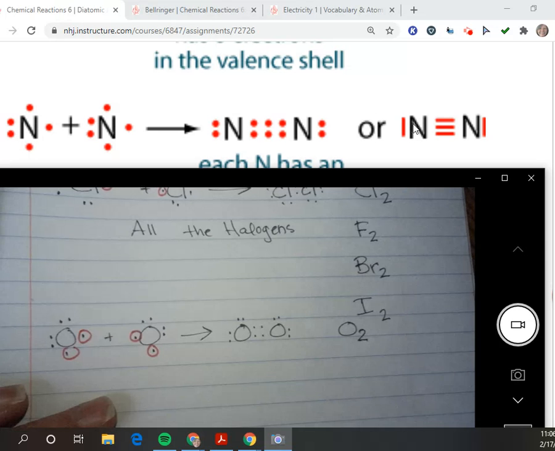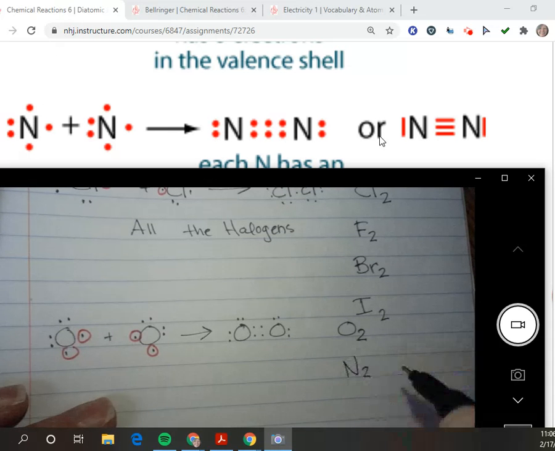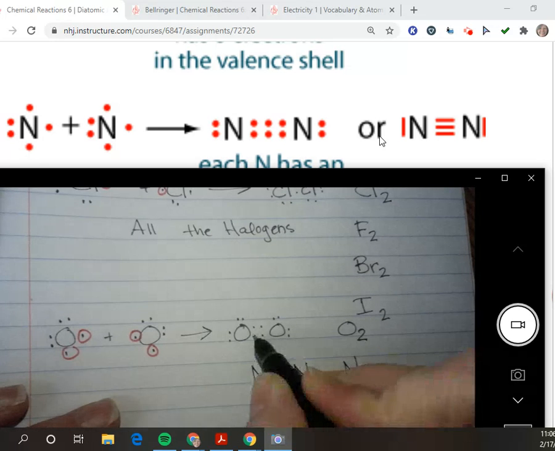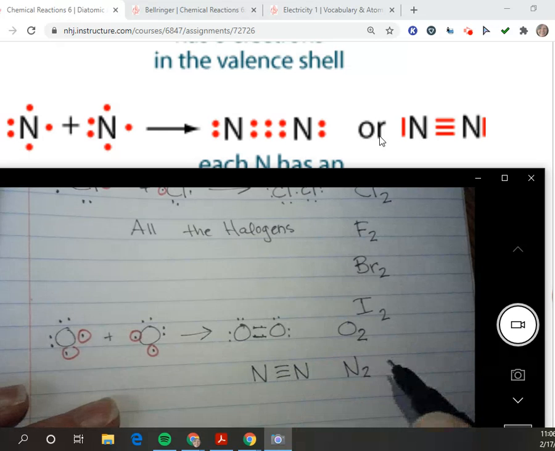Nitrogen is the same. Nitrogen is never going to be found alone. Nitrogen will always have a buddy. And since there's never going to be one atom of nitrogen just sitting there, these diatomic atoms will bond with another atom of the same element. And we can just kind of draw those bonds. Nitrogen makes a triple bond. Oxygen makes that double bond.